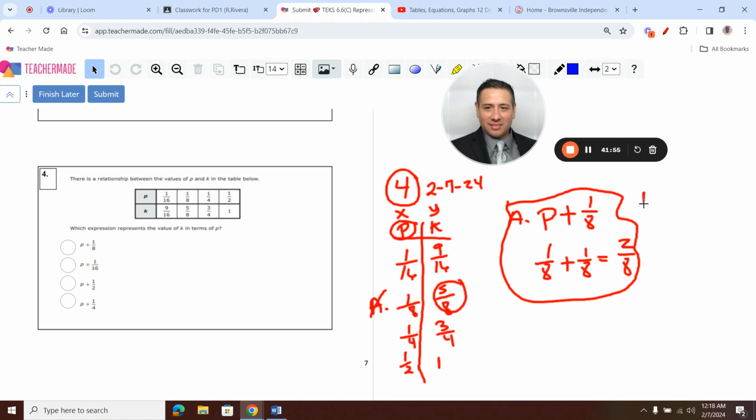Let me do B. P plus 1/16. So which one do I use now? I will be using this for letter B. So who's P? Go to your table. P is 1/16. So I'm going to go 1/16 plus the 1/16 that was there already. 1 plus 1, 2, 2 what? 16. Now, did we get to 16 in the Y? No. So that's why that one is wrong.